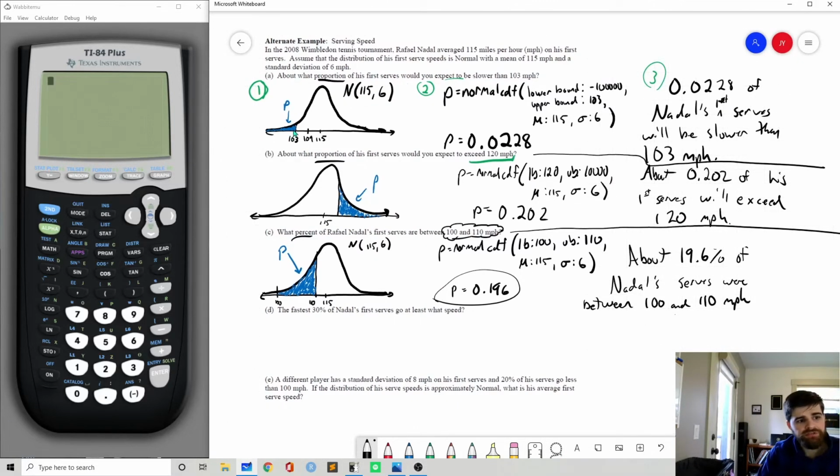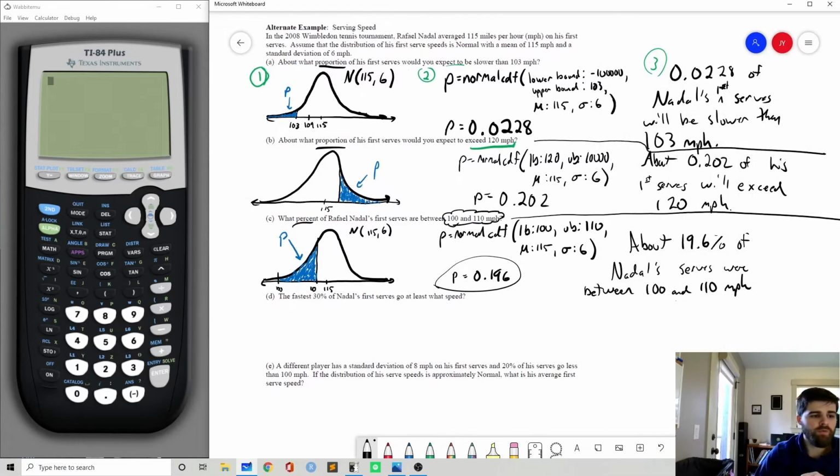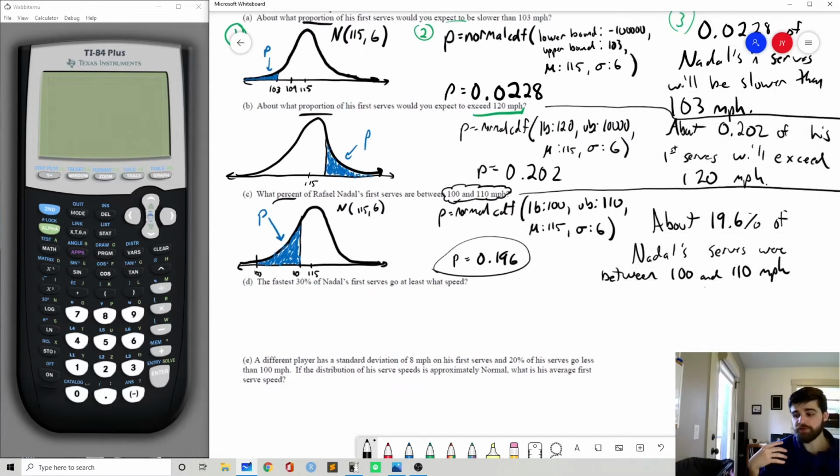Cool, so we saw a lower left tail problem, a right tail problem. Part C, we see an interval. This one says what percent of Nadal's first serves are between 100 and 110 miles per hour. So again, we can sketch out what we're looking at and use normalcdf to get this calculation. This time we do have a lower and upper bound defined, so from 100 to 110, and we get a proportion of 0.196. Notice on this one though, they asked for a percent. The other ones just asked for the proportion, so we just kept the number that we got. This one specifically asks for what percent, so I took that proportion, 0.196, and quickly turned it into a percentage, right? Just multiplied by 100 to answer the problem.